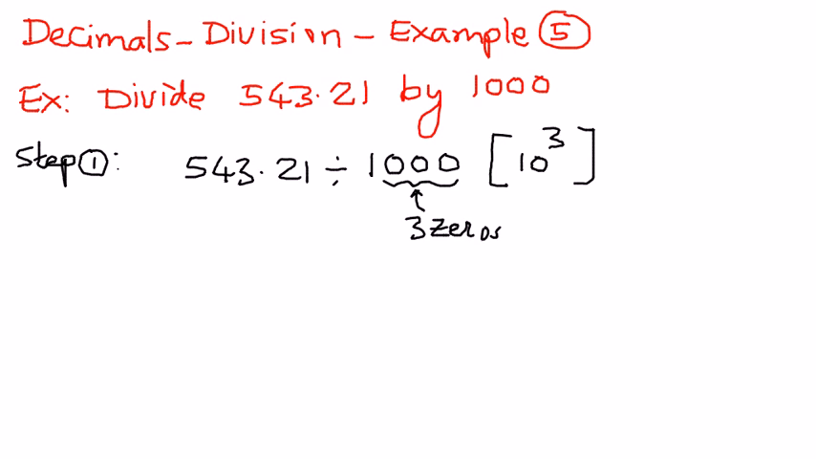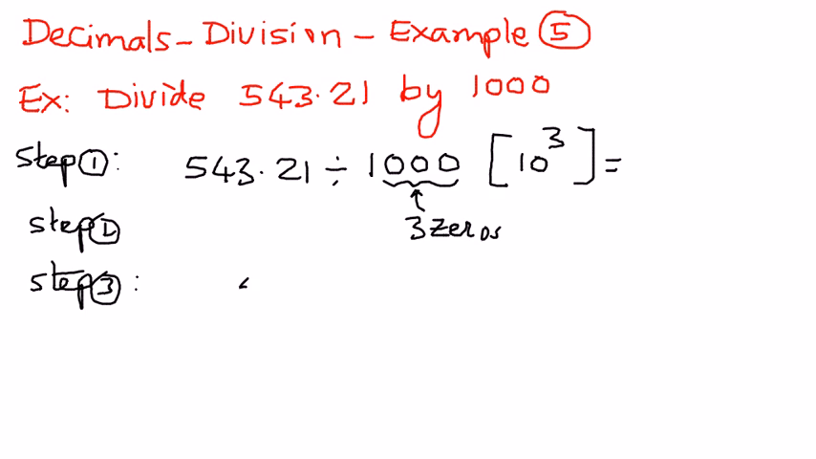So 543.21 divided by 1000. Step 2 is identifying the number of zeros in 1000, or writing 1000 in terms of an exponential number. In step 3, we're going to perform the division, and then move the decimal place 3 times to the left. So the way we're going to perform the division is as follows.